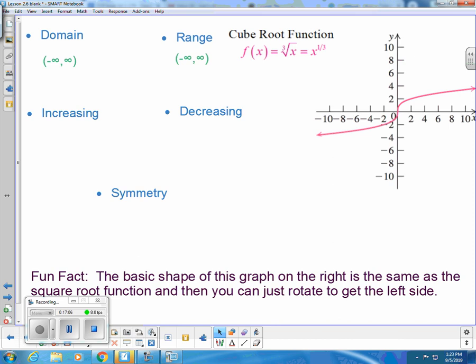You can take the cube root of a negative number. It's only even roots. Square roots, fourth roots, sixth roots. Those even roots are the problem. This guy is always increasing, never decreasing. And what kind of symmetry does he have? Odd. Okay?